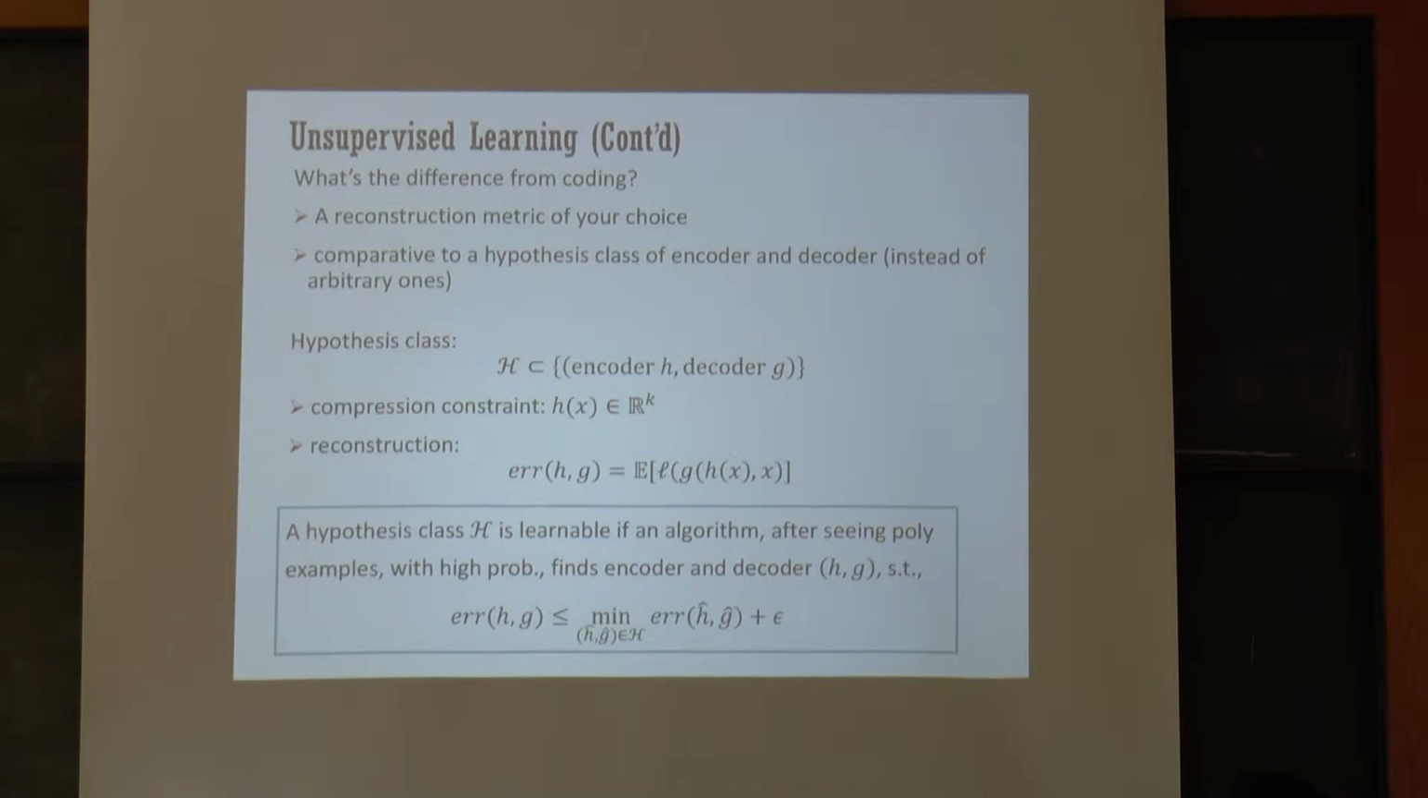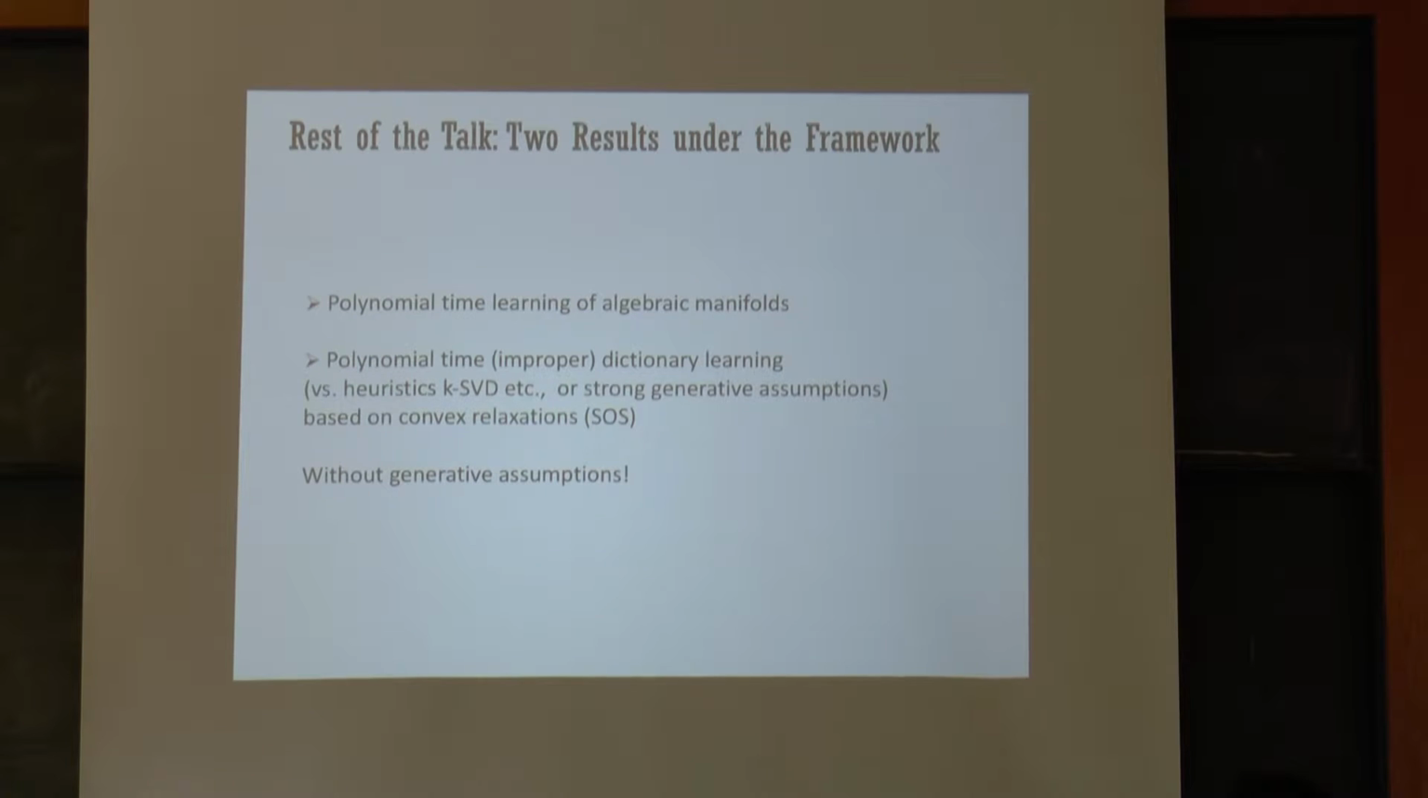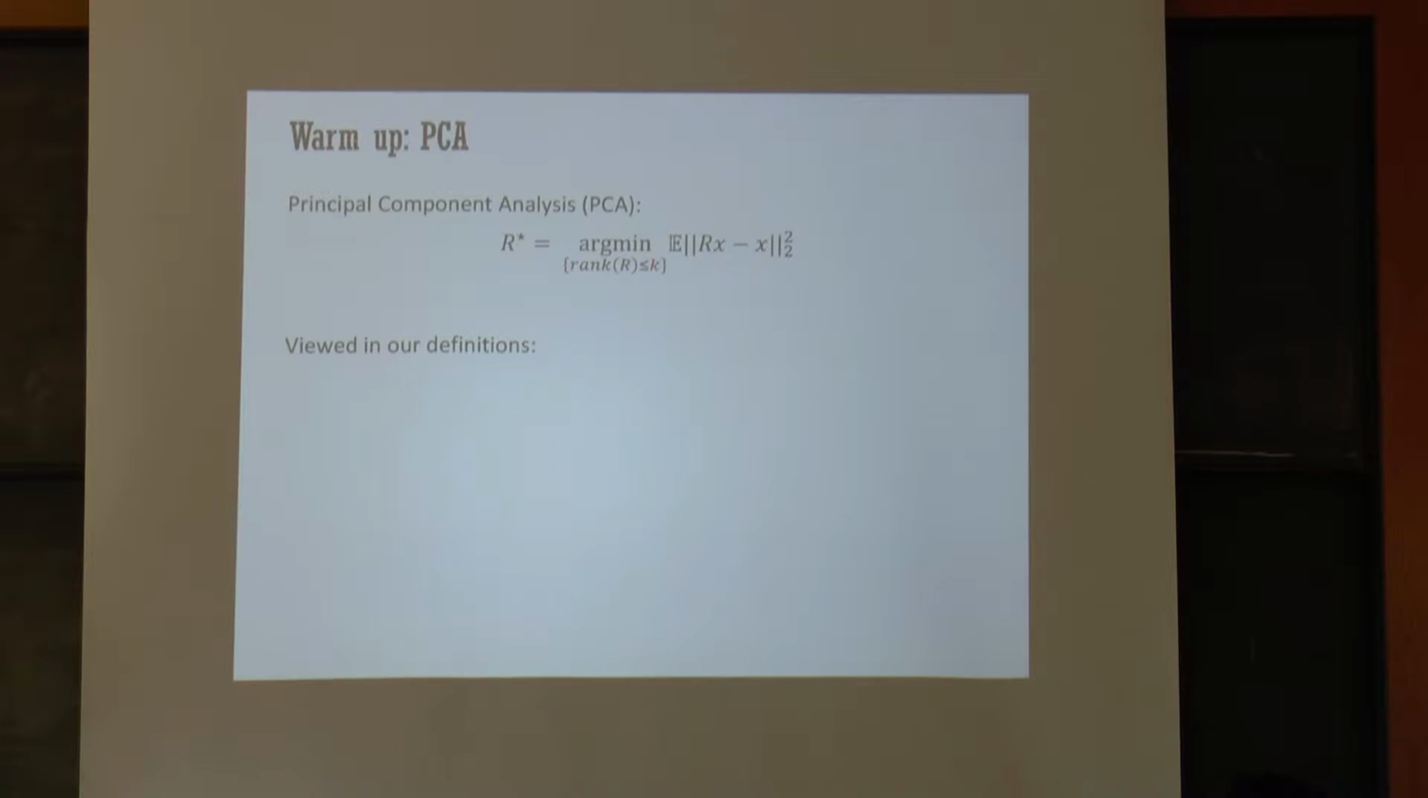Okay, so we are going to have two examples under this framework. One is the polynomial time learning of algebraic manifolds, and another one is a polynomial time algorithm for dictionary learning. Let's start with the first one. So just before going to that, let's take a step back and see why PCA can be cast into our framework.